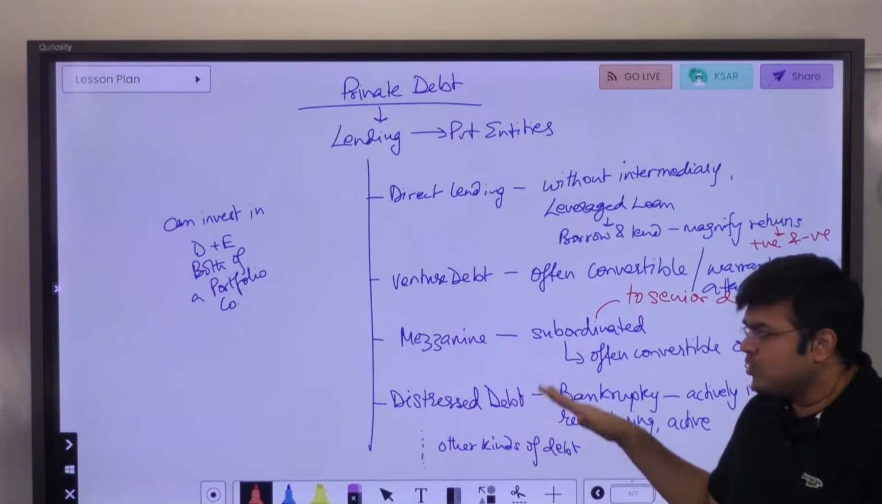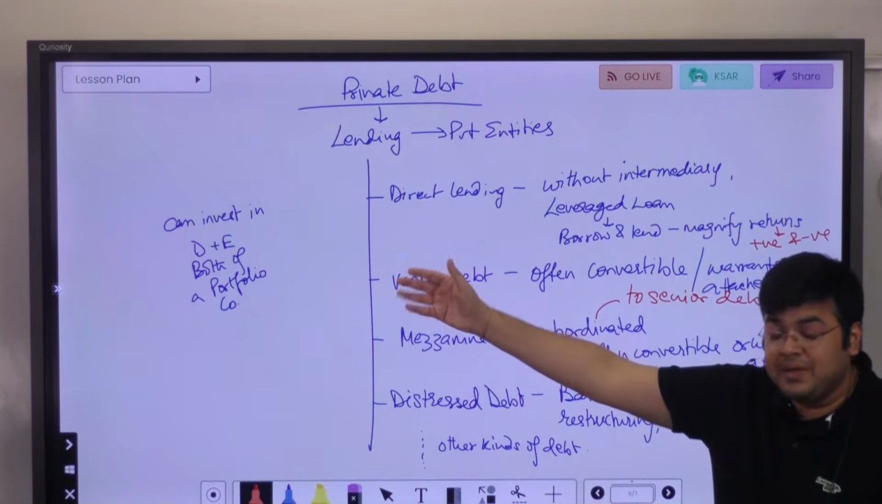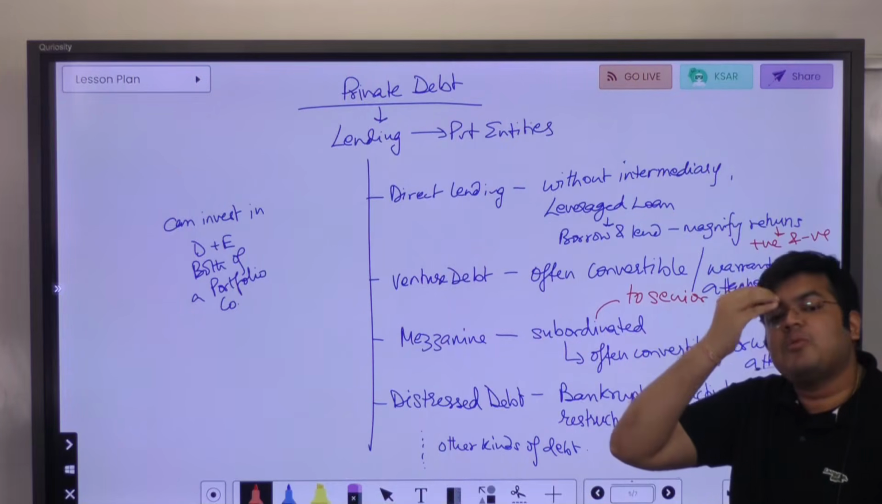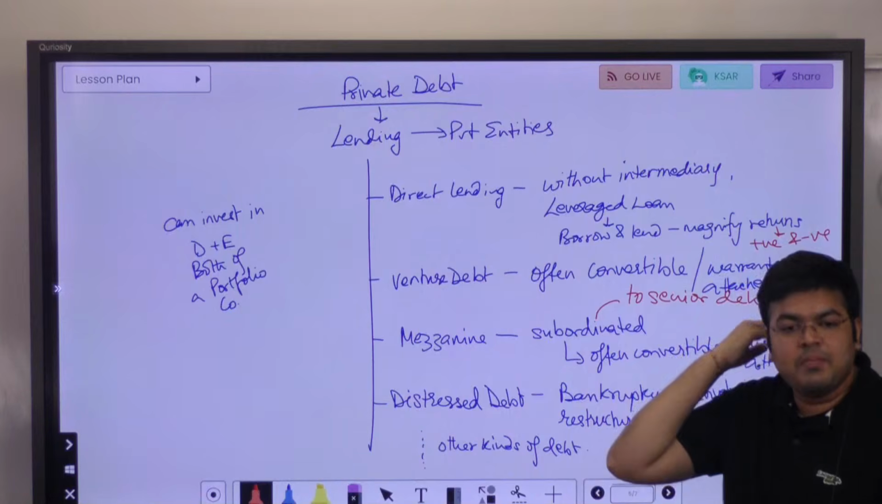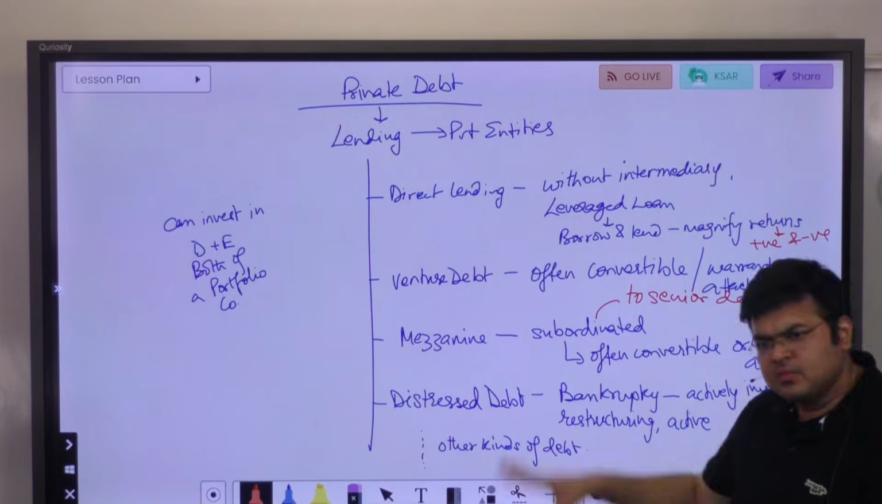There could be other ways also of investing into debt. It is possible that a venture capital or a PE fund might invest into both debt and equity of the same company. So you might have bought shares also, and you might have given a loan to the same portfolio company. Tell me, possible? Comfortable? Easy?